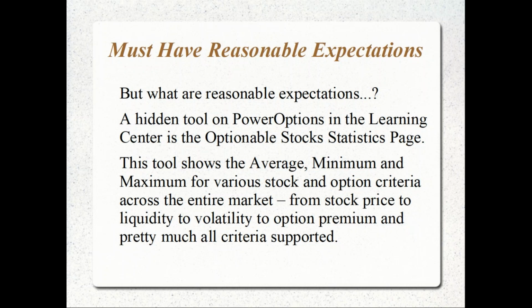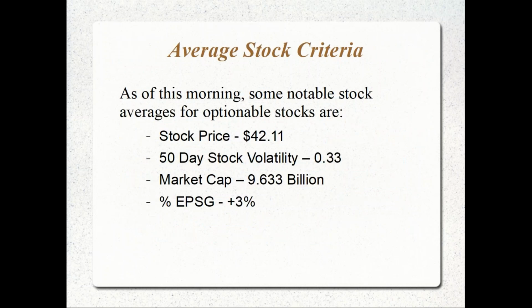Now, we offer a lot of tools on Power Options, and one of them is hidden in the Learning Center as the optionable stock statistics page. This goes through every night and takes a look at the average values, minimums and maximums for things on all optionable stocks. Average stock price, average volatilities, average option bid price, of course, average theta, and more, as well as the minimum and maximum.